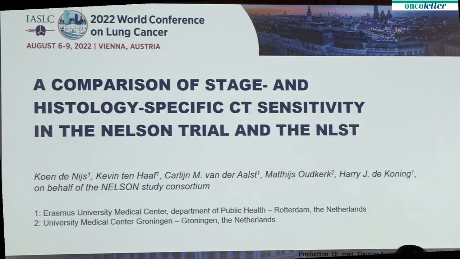Thank you. It's an honor to present here on this new analysis of data from the Nelson trial, for whom I should, of course, thank my colleagues and anyone who worked on the Nelson trial to make this analysis possible. I'll be presenting a comparison of CT sensitivity, that is the detectability of lung cancer, in the Nelson trial compared to a previous analysis we did of the CT sensitivity in the NLST.